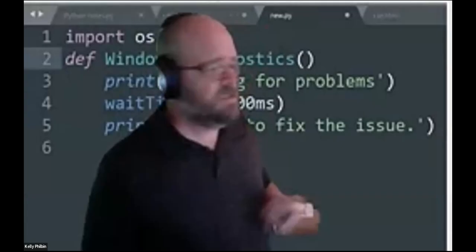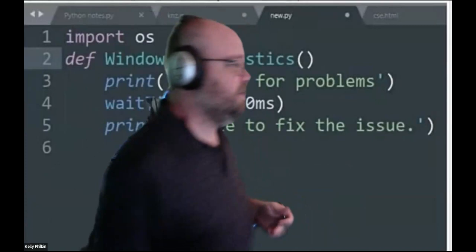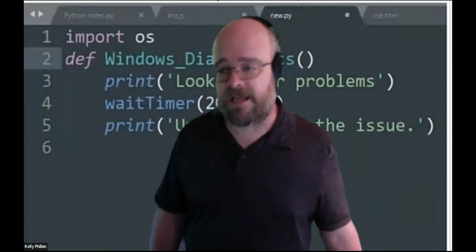So first is the hub itself. And essentially, this is going to be like a center point on a star network.